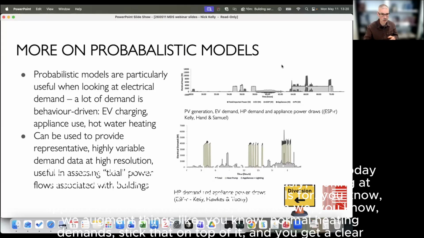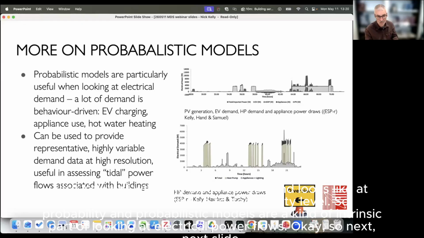So a lot of the work I'm talking about today is built on work we've done previously, looking at these probabilistic demand models for appliances and for electric vehicles. Then we augment things like normal heating demands, stick that on top of it, and you get a high resolution picture of what the electrical demand looks like at household level right up to community level. So probabilistic models are an intrinsic part of looking at electrical power flows.